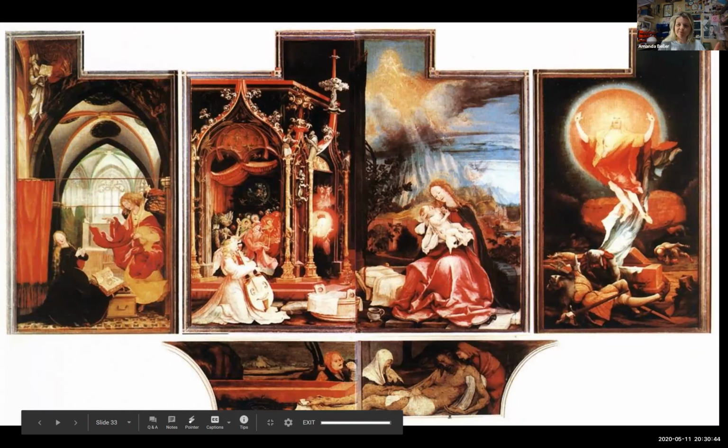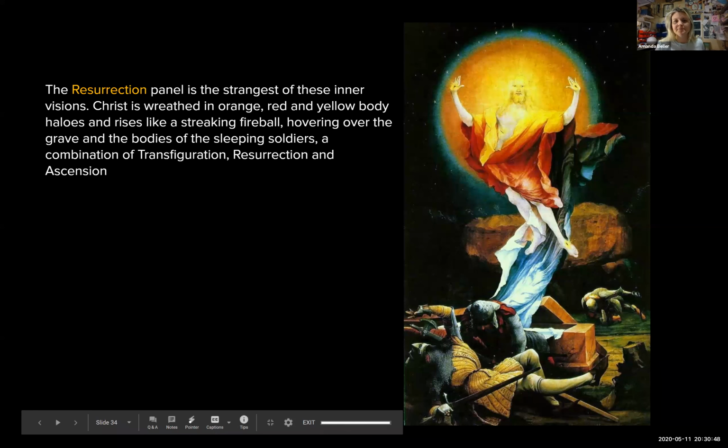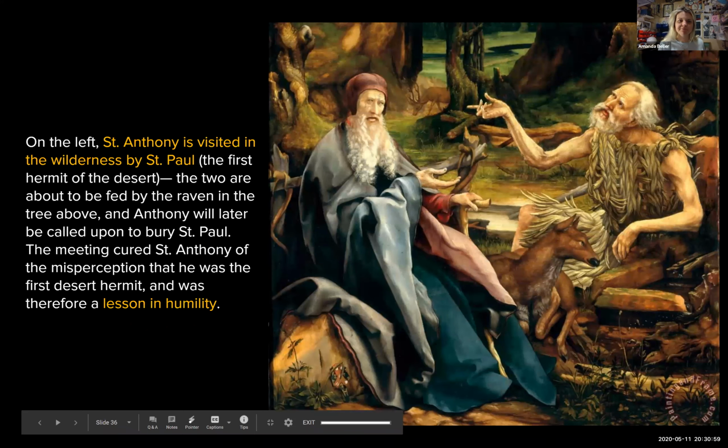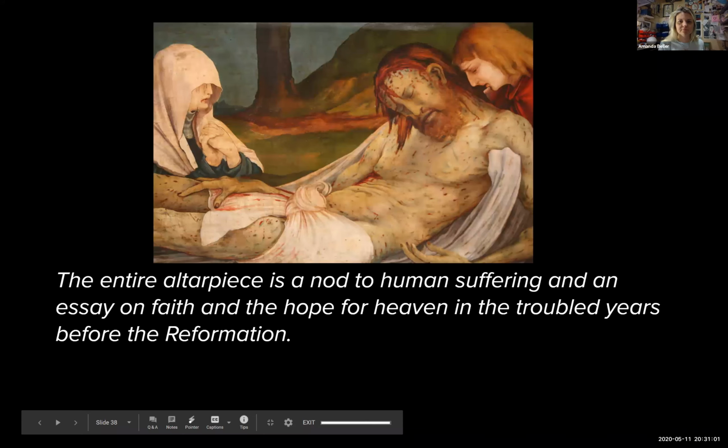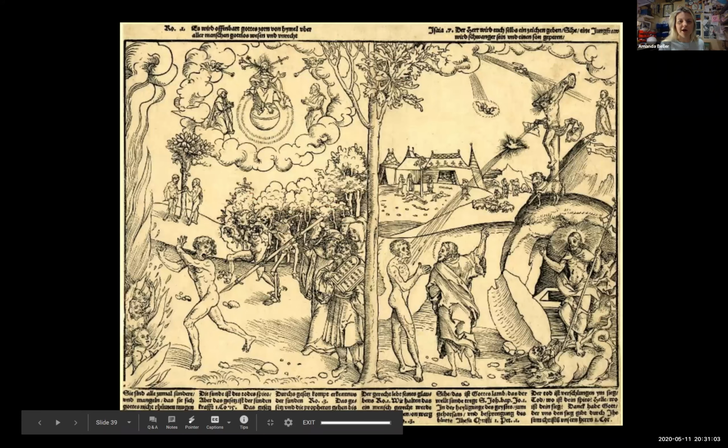Some of the more psychedelic scenes of this polyptych. So remember, we looked at a triptych, 3 parts. This is a polyptych, multiple parts. Love the resurrection scene. Very, very groovy looking. We'll never know what was there. St. Anthony's Torment.